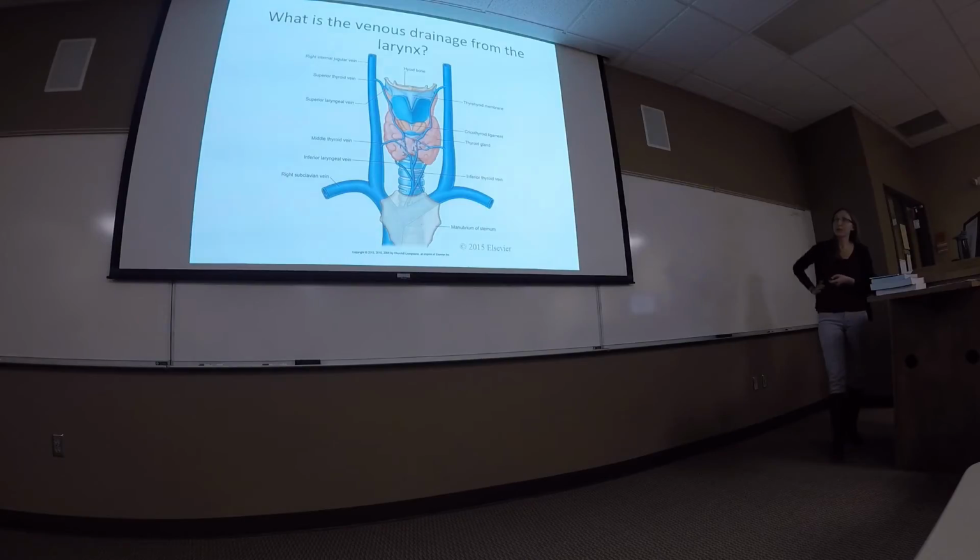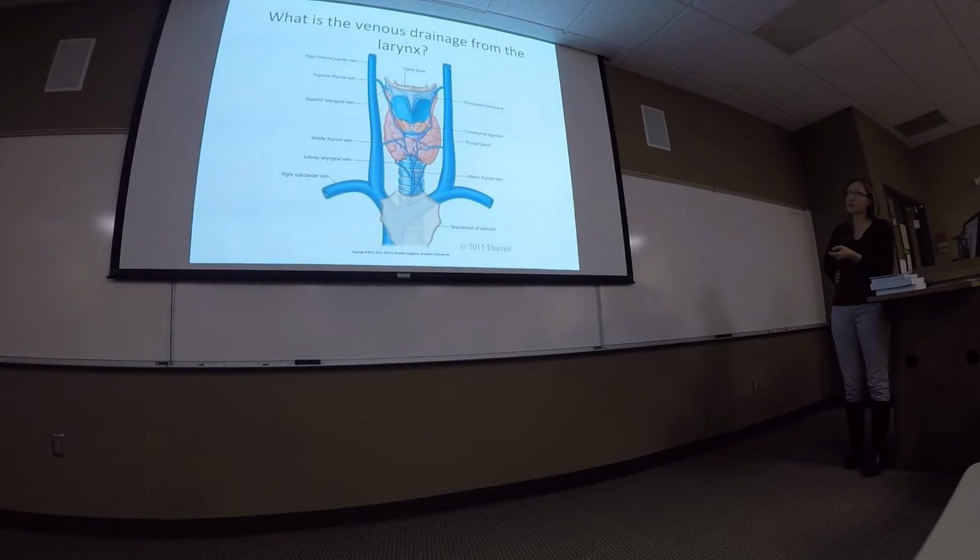Venous drainage. Again, we have a superior laryngeal vein, which is going to join in with the superior thyroid vein into the internal jugular vein. And then we have an inferior laryngeal vein, which joins in with the inferior thyroid vein and goes to the brachiocephalic vein.